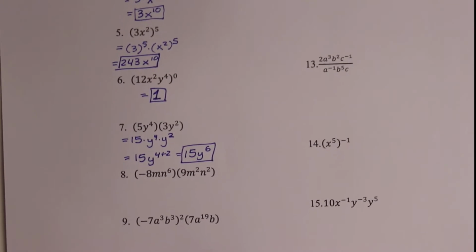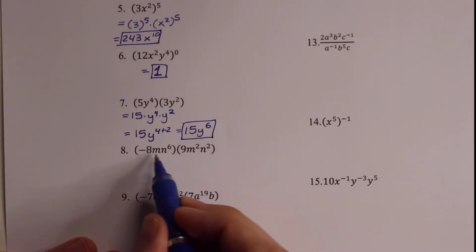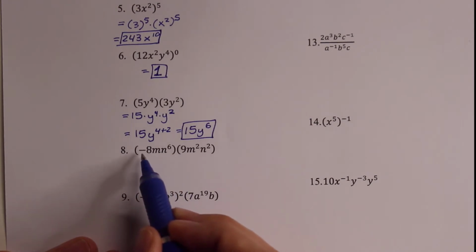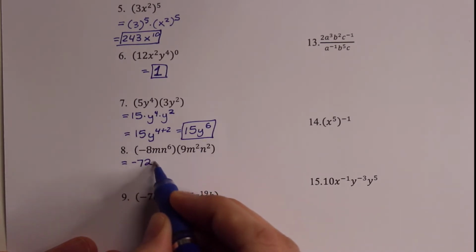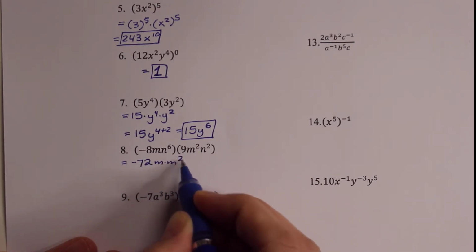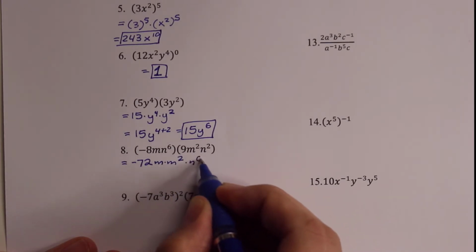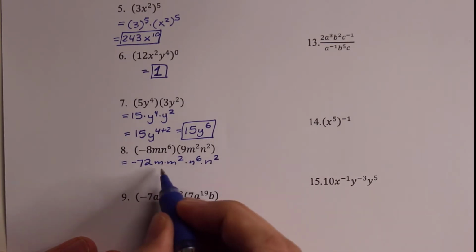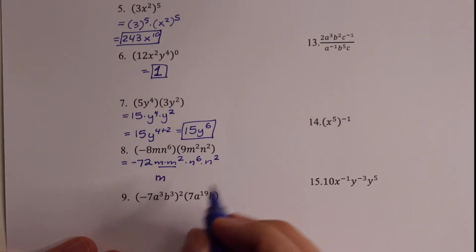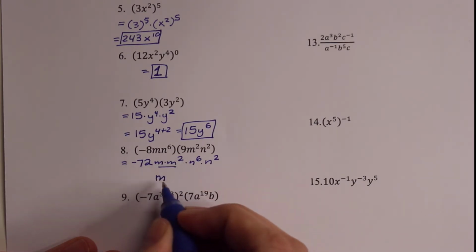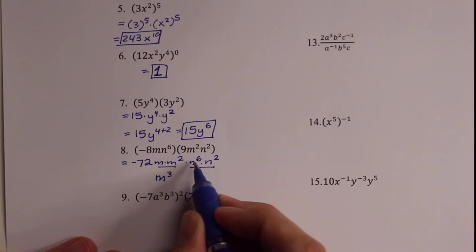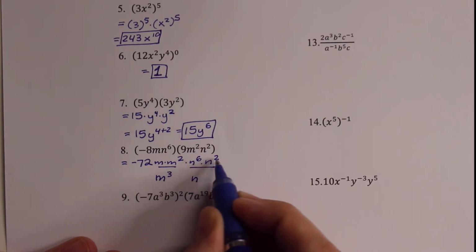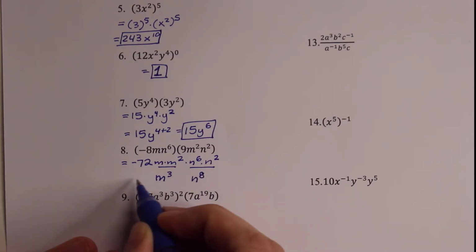Okay, number 8. Again, we're multiplying these two factors, and so we have negative 8 times 9. So that number becomes negative 72. We have 1m times m squared. And then we have n to the 6th times n squared. Okay, so right here we have the same base. So we're going to multiply the same base, which means we add the exponents. This becomes m to the 1 plus 2, which is m to the 3. This over here, same base, getting multiplied, so we're going to add the exponents. This is n to the 6 plus 2, so n to the 8th.